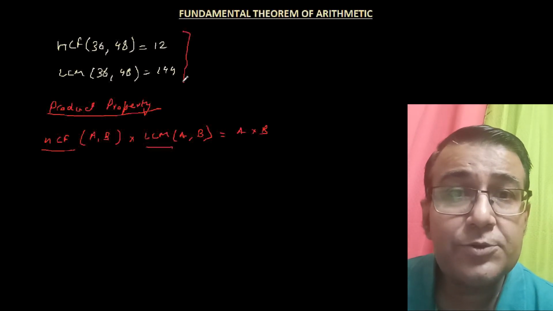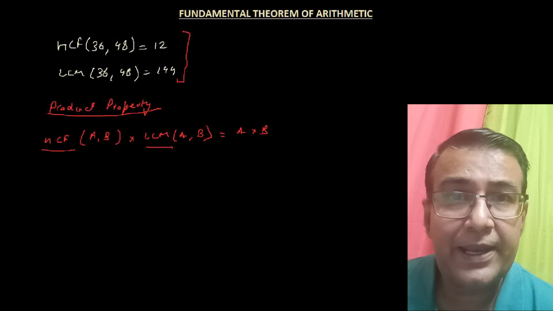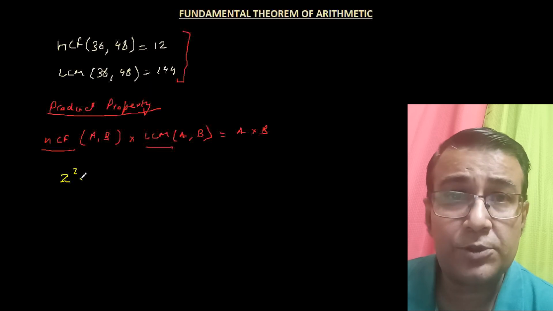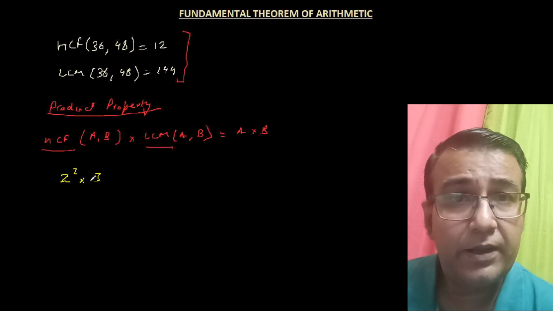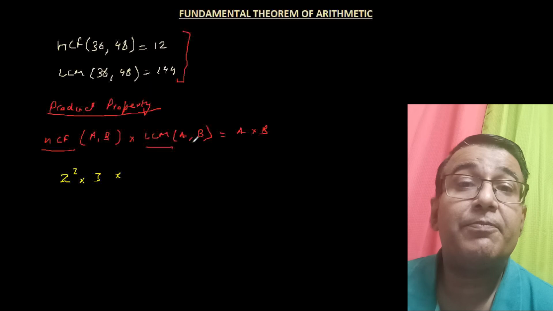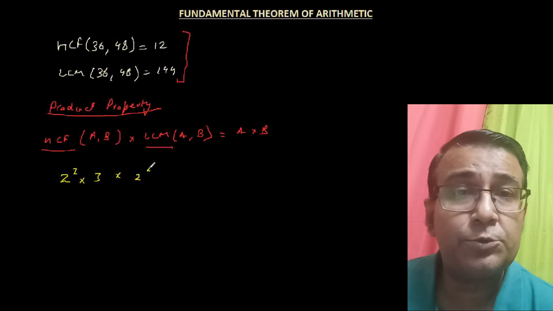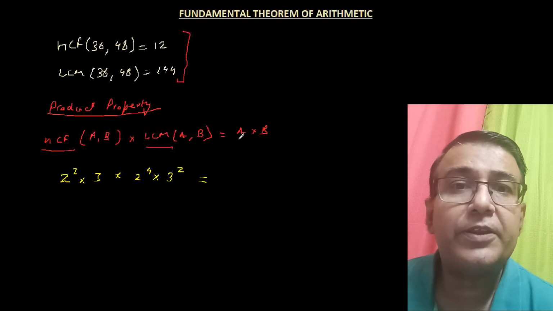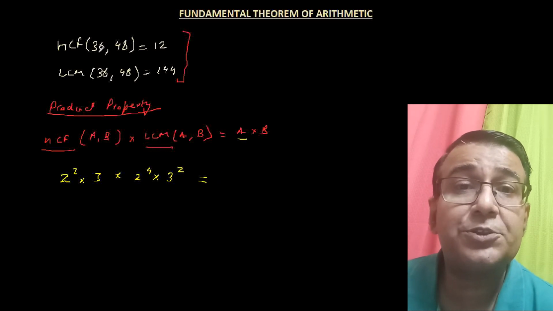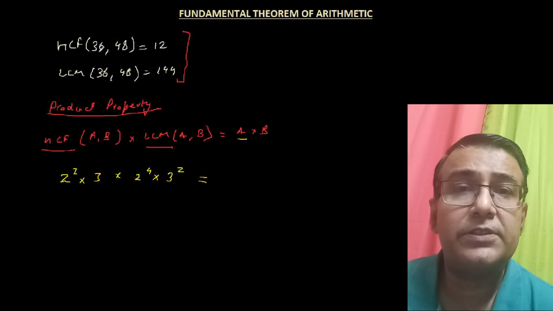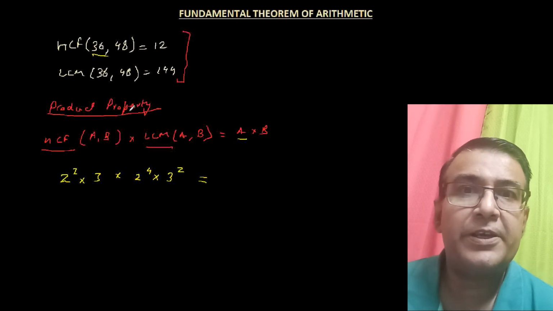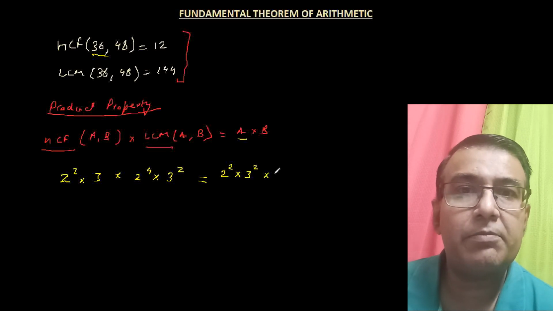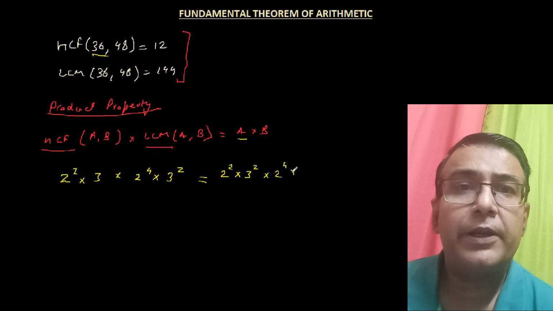So looking at these two numbers 36 and 48 again as an example. So if we take the HCF of 36 and 48, it is 2 to the power 2 times 3, and we multiply to that the LCM of the two numbers, which is 2 to the power 4 times 3 to the power 2. So the fundamental theorem of arithmetic says that now that should be equal to the product of the two numbers. So 36 we found out could be written as 2 to the power 2 times 3 to the power 2, and 48 can be written as 2 to the power 4 times 3.